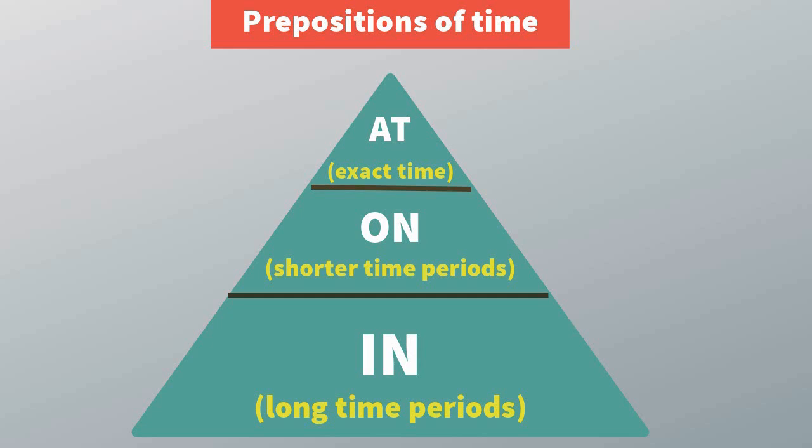On is a little more specific than in. It talks about a shorter time period, shorter than in. And at is very specific. It talks about the precise time, the accurate time or the specific time. Okay? In a longer period of time, on a comparatively shorter period of time, at a very specific point of time.